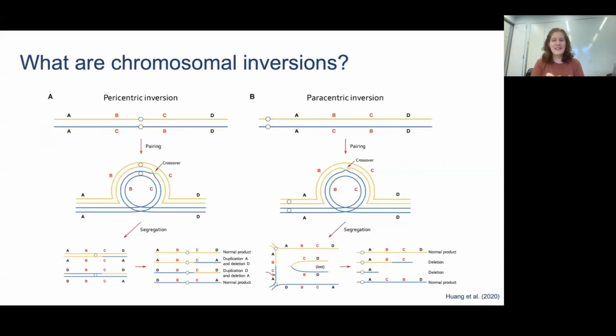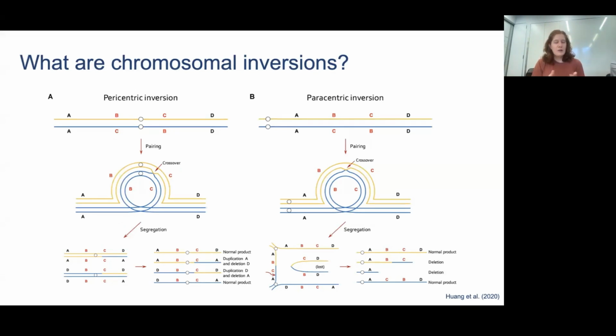Don't worry about the details, I'll step you through this, but effectively in the top two panels, we have a diploid individual with two homologous chromosomes. In A, we have a pericentric inversion, and B is a paracentric inversion. You can see that the order of the B and C genes in red are reversed on the bottom chromosome. So this is an inversion heterozygote.